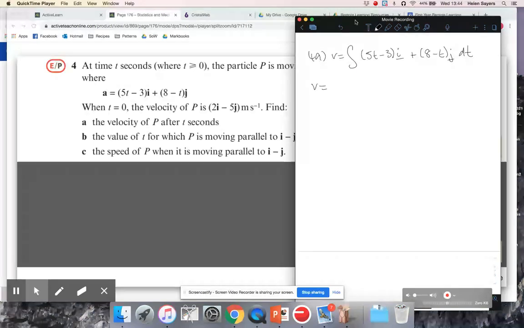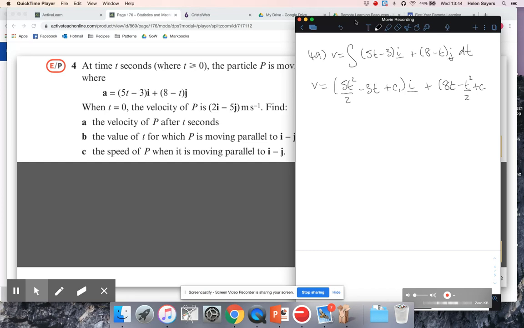So I'm going to integrate the 5t minus 3. That's going to become 5t squared over 2 minus 3t. Then I'm going to put just the constant of integration there, okay? And then I'm going to integrate the 8 minus t. So that's going to integrate to 8t minus t squared over 2. And then I'm separately going to put the j constant of integration there. And they're not going to be the same thing. So you could call them c and d. I call them c1 and c2.